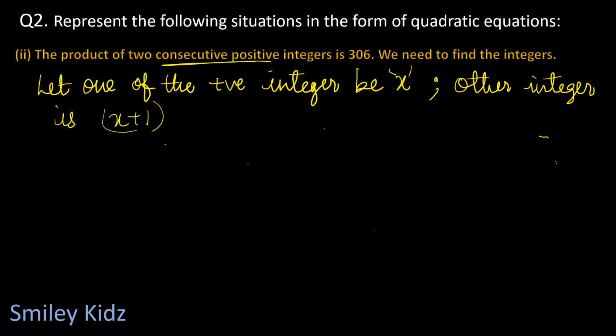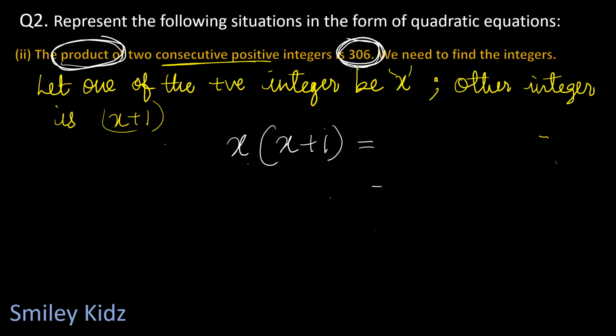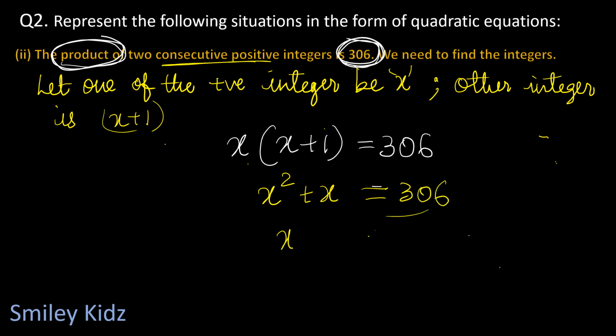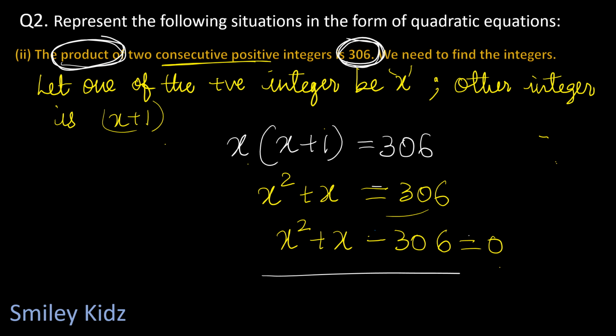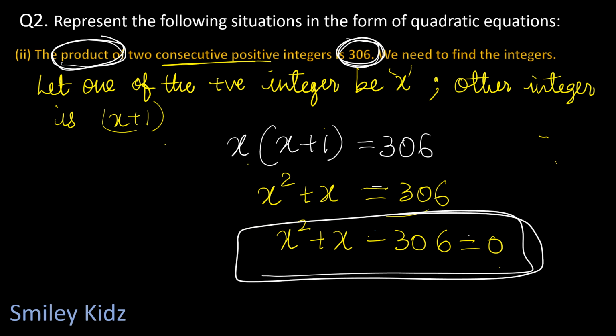This is what we know. And well, the question also defines the product of these numbers as 306. So it means x into x plus 1 is equal to 306. On simplification, we get x square plus x is equal to 306. When I take this 306 to the other side, it's going to be x square plus x minus 306 is equal to 0. And this is the quadratic equation of this particular question. That is, x square plus x minus 306 is equal to 0.